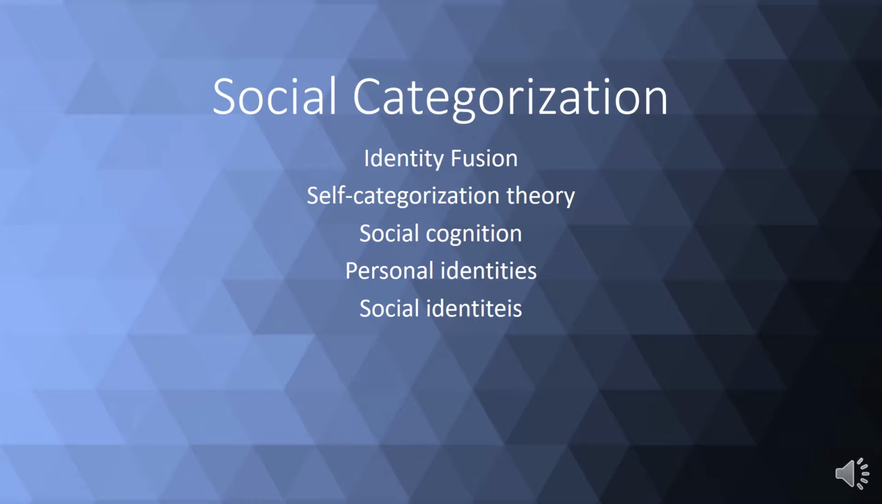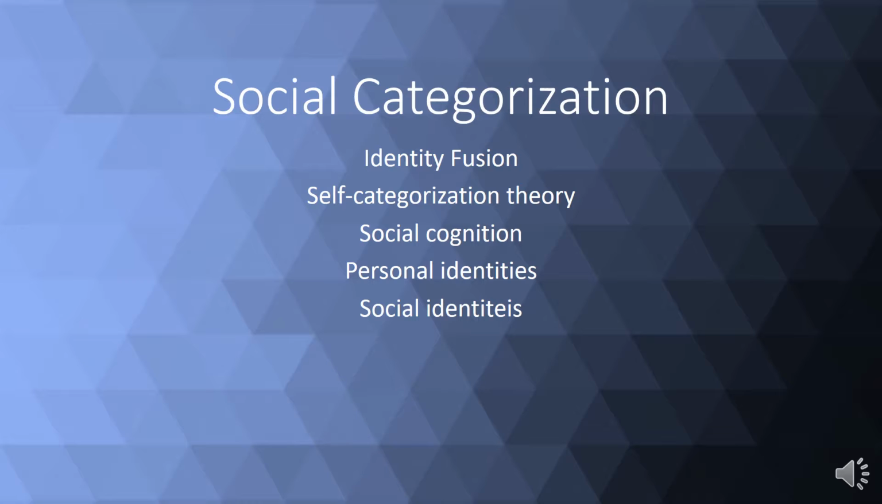When faced with social categorization, we are going to further explore two broad classes of theory and research: self-categorization theory and social cognition. Self-categorization theory says that individuals can be categorized in terms of personal me versus not me, or social us versus them identities.